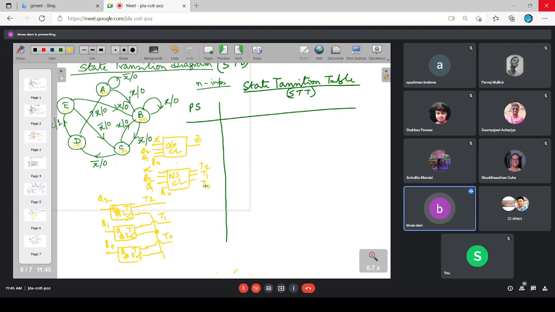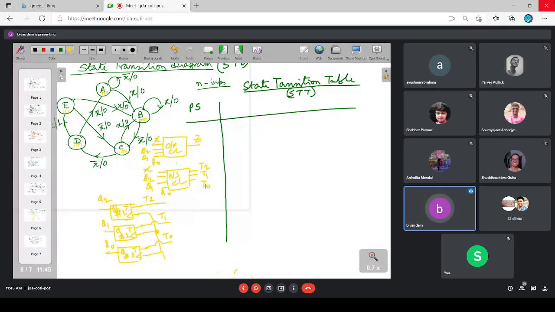But for all other memory elements, T, SR, J, K, they should be termed as next state information, not the next state. Fine. So do you have anything to design in the memory block here? It is already designed. So there is nothing to be designed in the memory block.